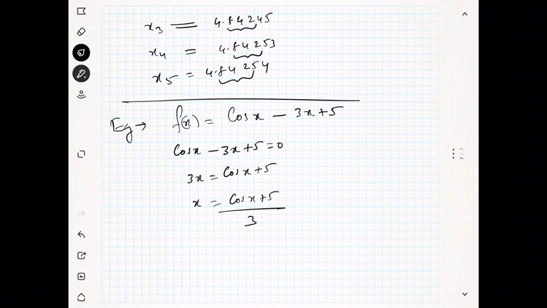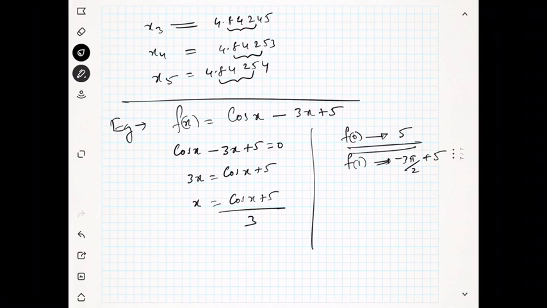Okay, and in order to find the initial solution, you can put f of 0. If you put f of 0, you will be getting a number which is equal to 5, and f of 1 you will be getting it as cosine 1 minus 3 plus 5. So you can start with 0 or you can start with 1. Anyway, you can start with 0, for example. So you start with this value, then proceed, and finally you will be getting the answer. So this method is known as successive approximation technique. Okay, so I hope that this is clear, right?